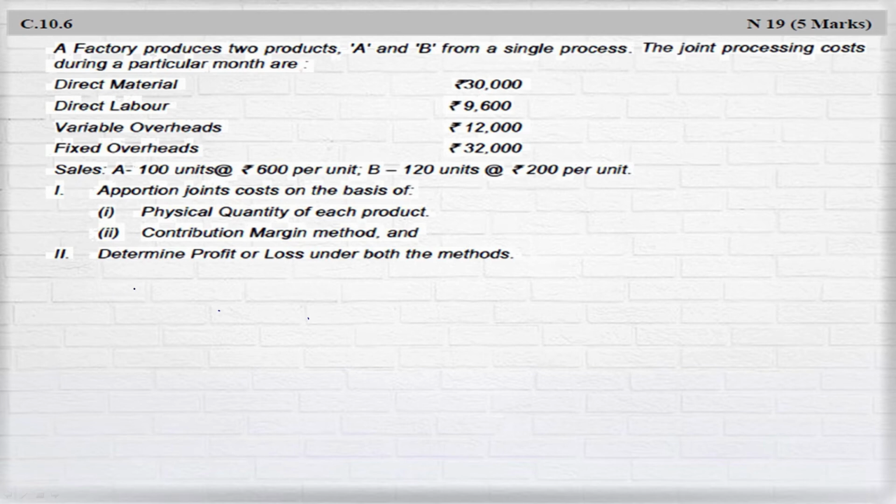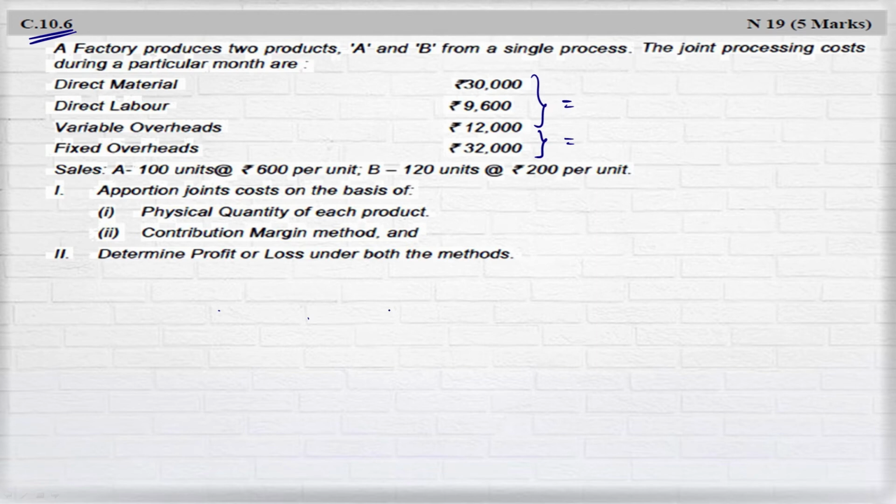Let's start with C 10.6. A factory produces two products A and B from a single process. The joint processing cost during a particular month are as follows. So this is the joint cost. What is the total joint cost? Let me divide it into variable and fixed. Normally we don't divide joint cost into variable and fixed, right? What we do, we combine the joint cost and distribute it in various ratios based upon the method which we are following. But here I am distributing it between variable and fixed.